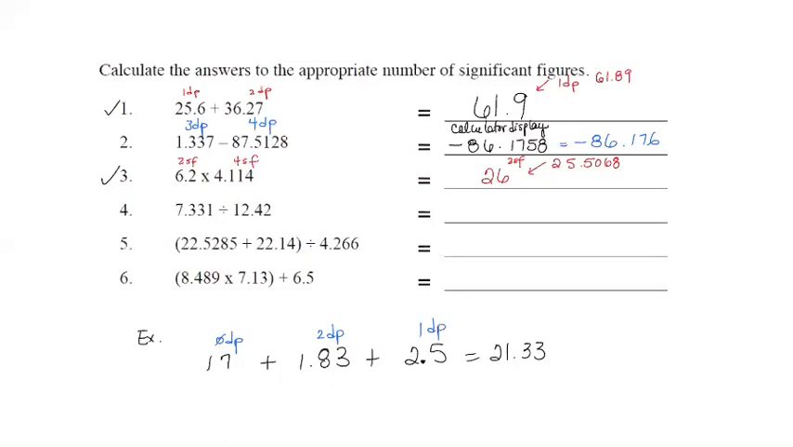Now, when we look at the digits, zero decimal places, two decimal places, one decimal place. This means, great job, Maria, exactly. 17, because it has no decimal places, we round this to no decimal places. So it will be 21.